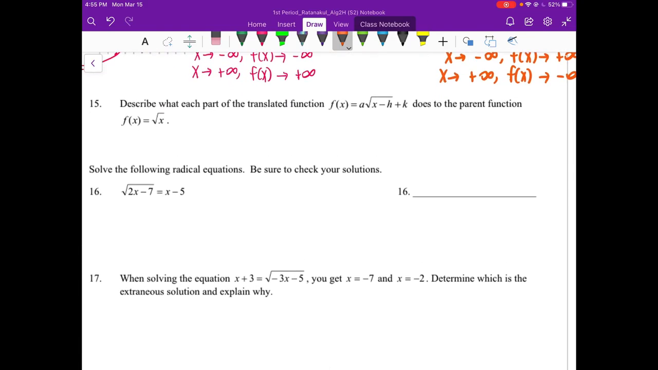Okay, 15 asks us to explain what each of the letters do in the parent function, in the translated function. So a negative a reflects across the x-axis. If a is greater than 1, that's going to be a stretch. If a is between 0 and 1, that's a compression.